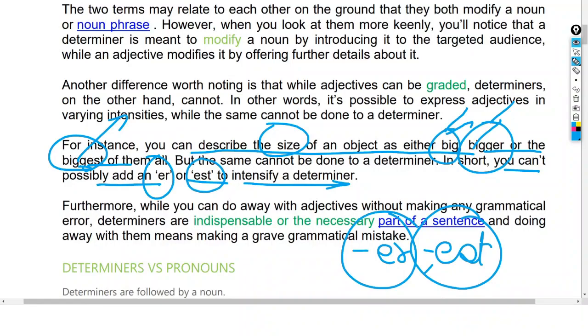This is their drawback. And in the case of the adjective, this advantage is there. When you are talking about the adjective, this is the advantage that it has the degree, and therefore all the three degrees can be used in this case. Then let us continue.